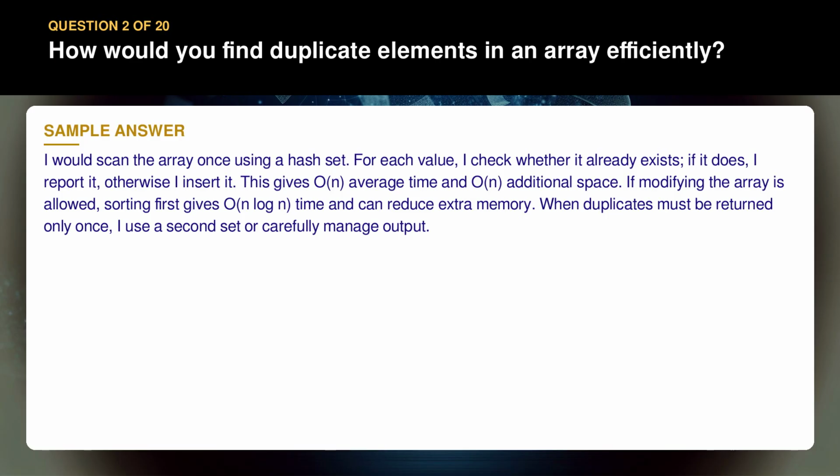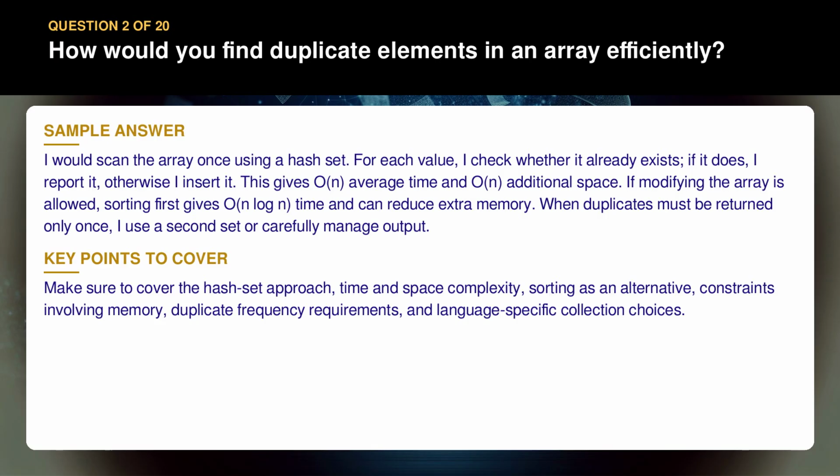If modifying the array is allowed, sorting first gives O(n log n) time and can reduce extra memory. When duplicates must be returned only once, I use a second set or carefully manage output. Make sure to cover the hash set approach, time and space complexity, sorting as an alternative, constraints involving memory, duplicate frequency requirements, and language-specific collection choices.